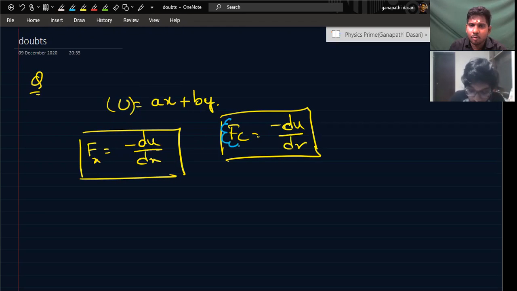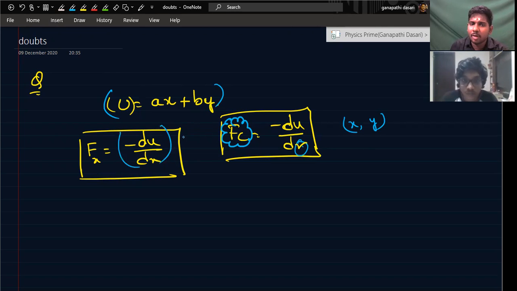Here the potential energy U is given as a function. The dU by dr is nothing but the conservative force, minus dU by dr. But here what is r? R means we should differentiate with respect to x also, and with respect to y also. If it is only acting in the x direction, then directly dU by dx into i cap. This also I have taught. Do you remember?